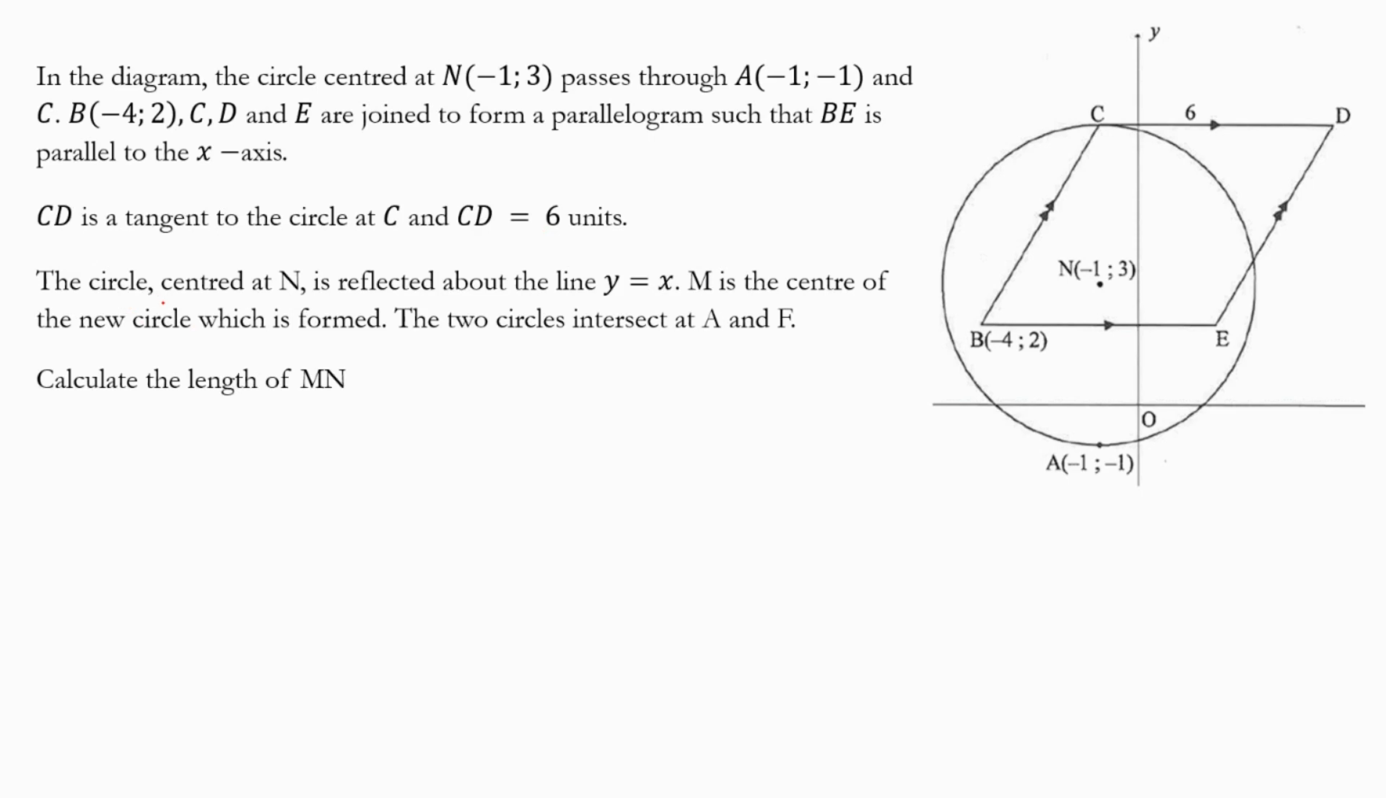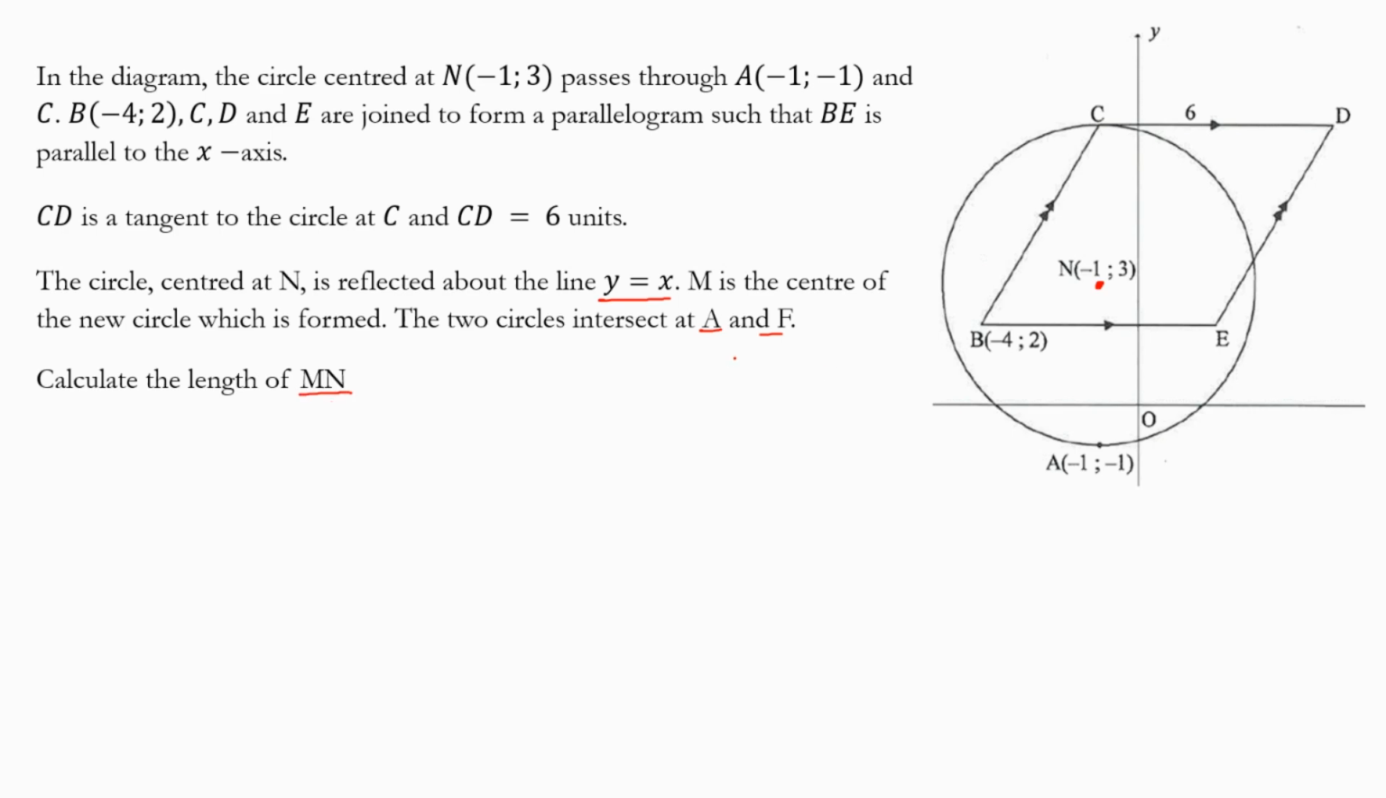The circle centered at N is reflected about the line y is equal to x. M is the center of the new circle which is formed. The two circles intersect at A and F. Calculate the length of MN.